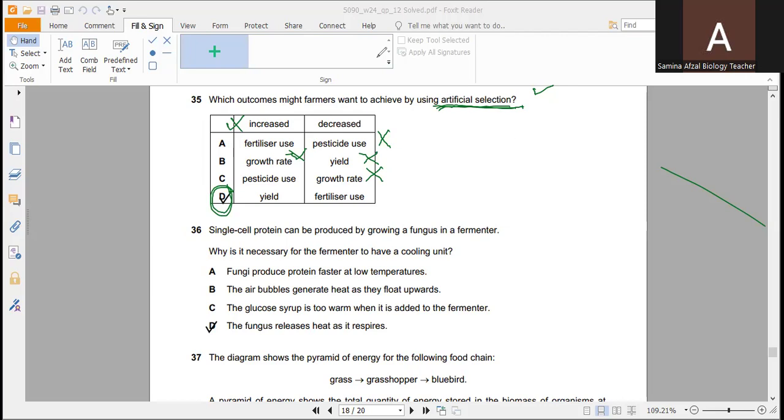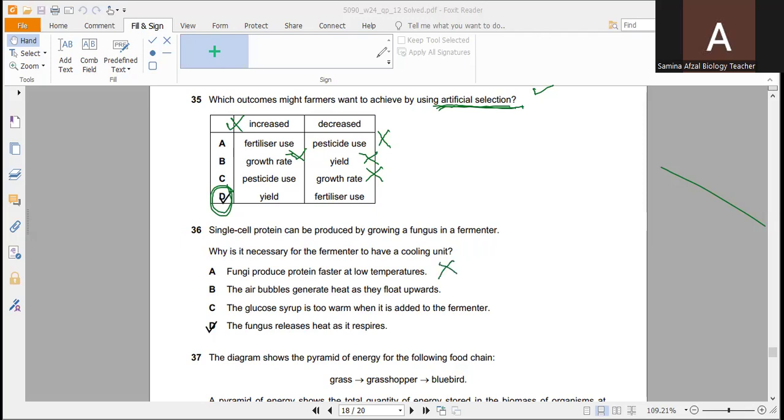And you can see the first statement is, why it is necessary for the fermenter to have a cooling unit. The first, fungi produce protein faster at low temperature. This is generally incorrect. Fungi, like most organisms, have an optimal temperature range for growth and protein production. If temperatures are too low, they slow down their metabolism, and if high, there will be denaturation. So this is not the correct option.